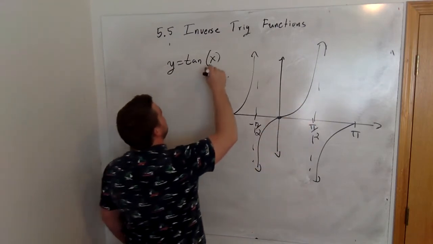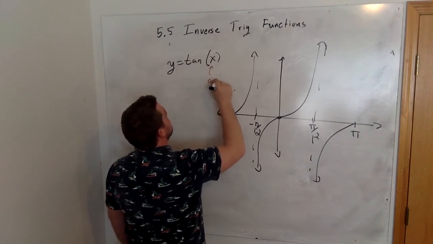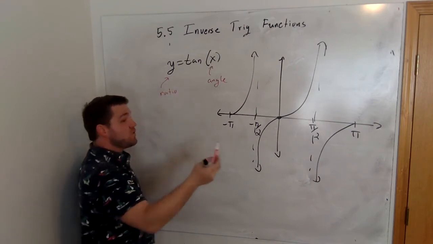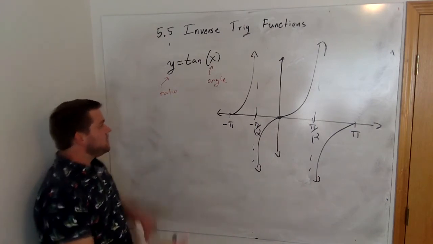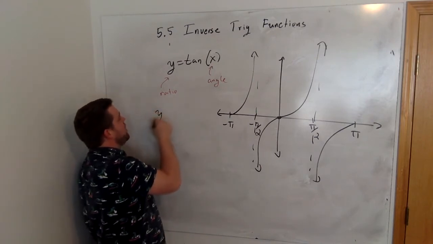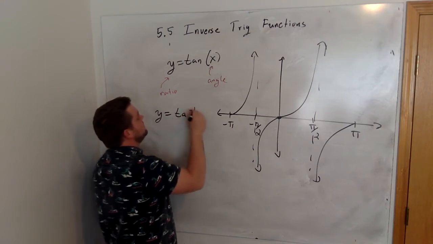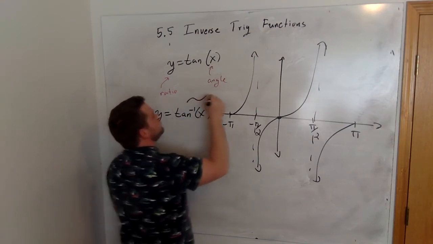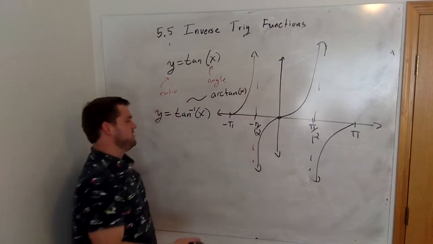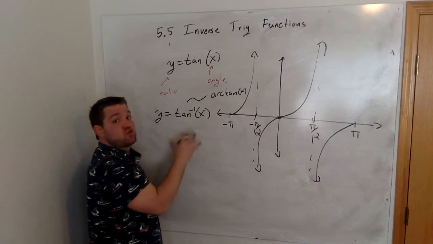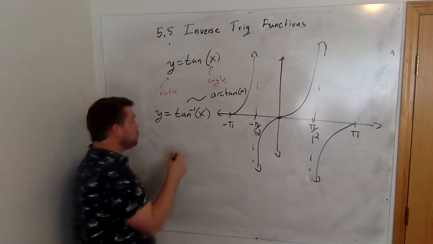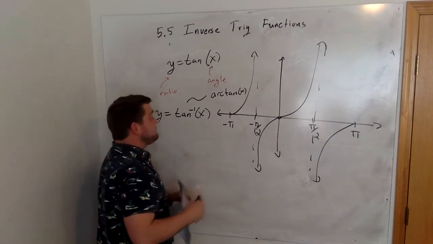Tangent eats angles. It spits out a ratio, the ratio of opposite to adjacent. But now I want to talk about the inverse tan function. So we want to talk about y, which is equal to tan inverse of x. This is also sometimes written as arctan of x. I oftentimes like using arctan instead to alleviate that confusion that this means 1 over tangent, which it does not mean 1 over tangent. So what does tan inverse do? It eats ratios.